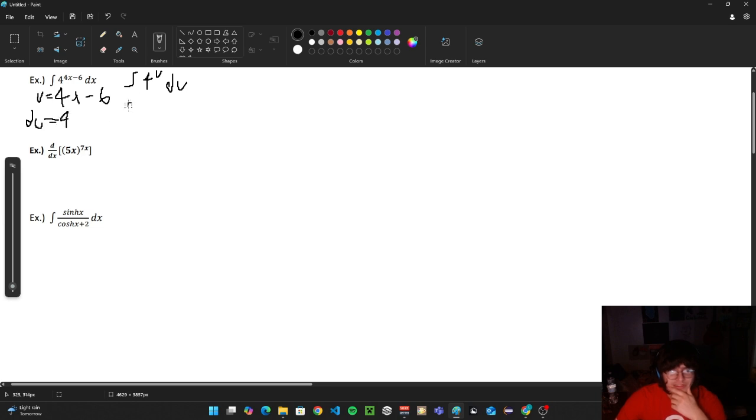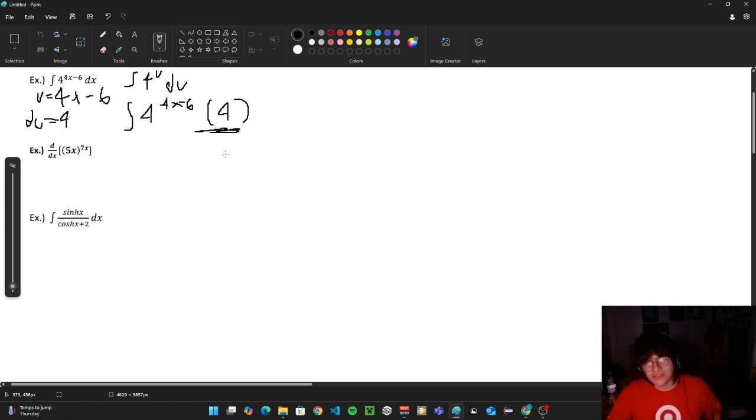So when we plug it into this function, that should be the integral of 4 to the power of 4x minus 6, times our du, which is 4. And as you can see, this 4 is not in the original problem, so we'd have to multiply everything by 1/4. And then you also have to plug into the formula.